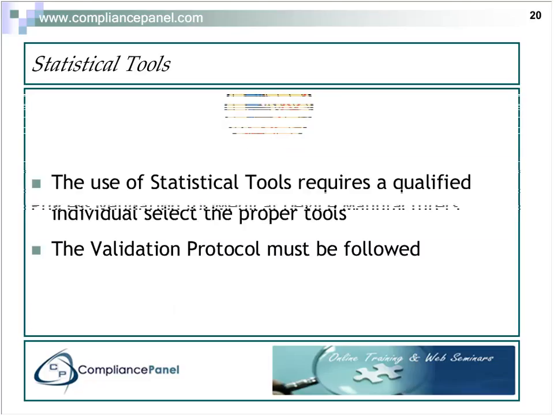It does require a qualified individual to select the proper tools, so you need to have access to someone that has a background and education and training and experience in the use of statistical tools. Those people include people like reliability engineers, statisticians, and you want to choose an industrial statistician. The academic statistician may not be properly exposed to production processes and techniques and may not be the kind of person that would be helpful in this area.